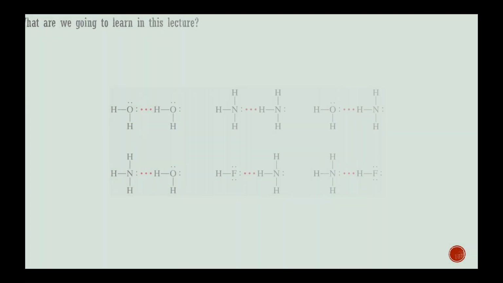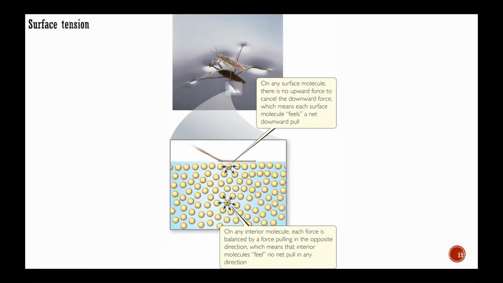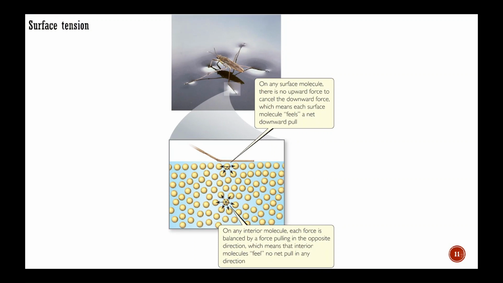The surface of water behaves almost as if it has an elastic skin, as evidenced by the ability of certain insects to walk on water. This behavior is caused by an imbalance of intermolecular forces at the surface of the liquid. As the figure demonstrates, a molecule within a liquid is pulled in all directions by the intermolecular forces between it and the surrounding molecules, resulting in no net pull in any one direction.